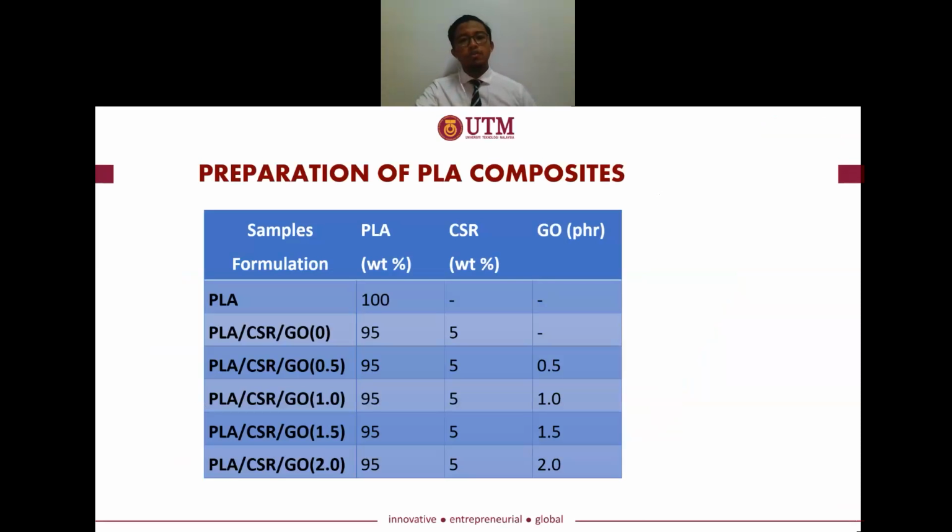The formulation of our samples is like in the table. We extrude neat PLA, and the second is incorporating coarse rubber at 5 weight percent, and graphene oxide where we vary the amount by 0.5, 1.0, 1.5, 2.0 PHR.